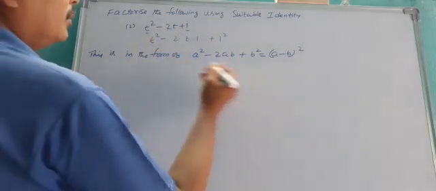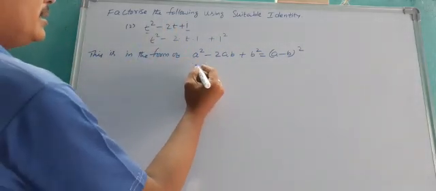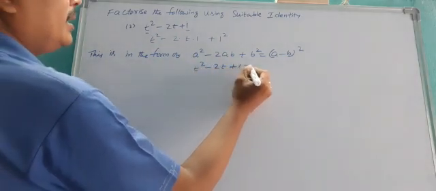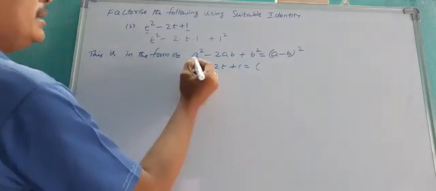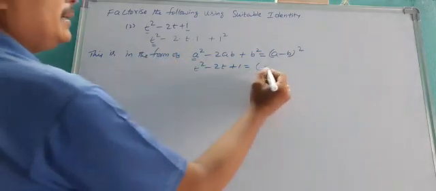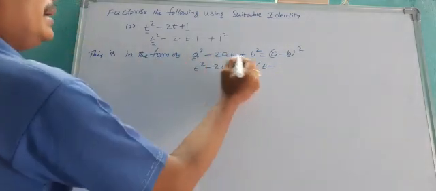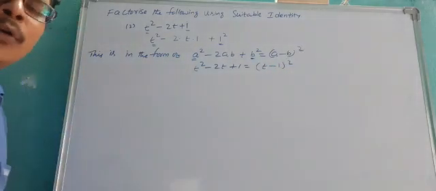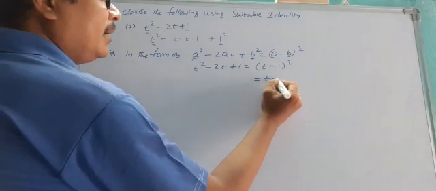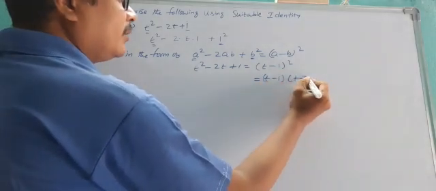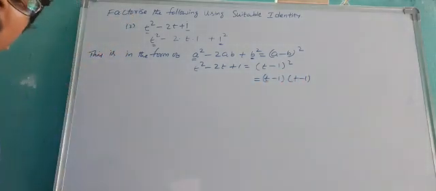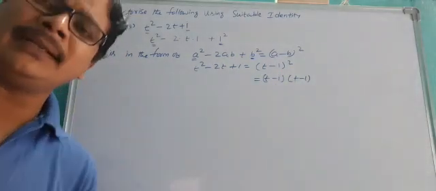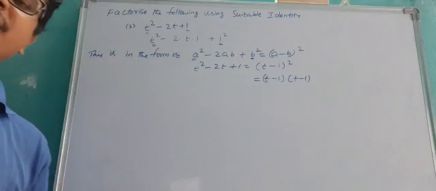Okay, so this is in the form of a square minus 2ab plus b square, that means t square minus 2t plus 1 equal to (a minus b) whole square. Here a equal to how much? t. b equal to how much? 1. So (t minus 1) whole square, that equals (t minus 1) into (t minus 1). Okay, that means the given polynomial can be expressed as product of two polynomials. So this is known as factorization.